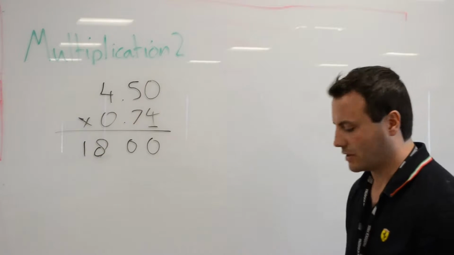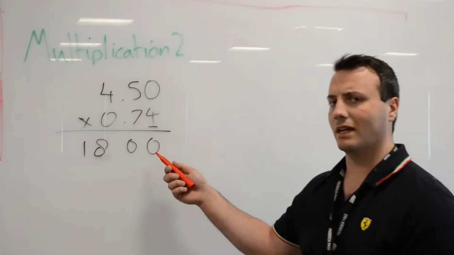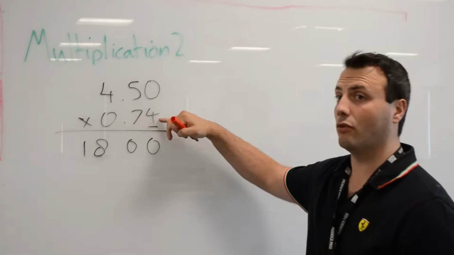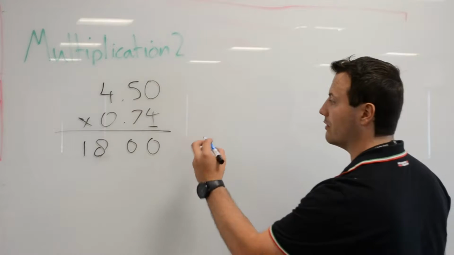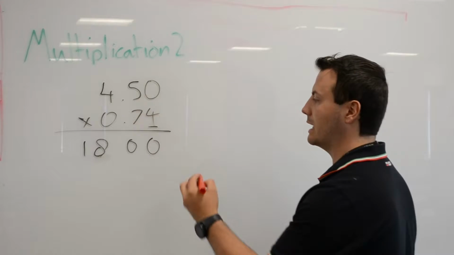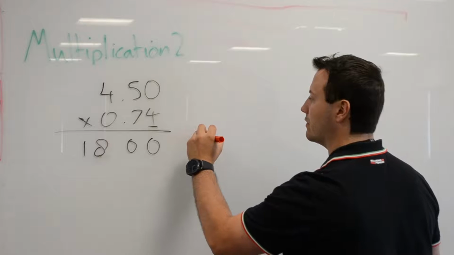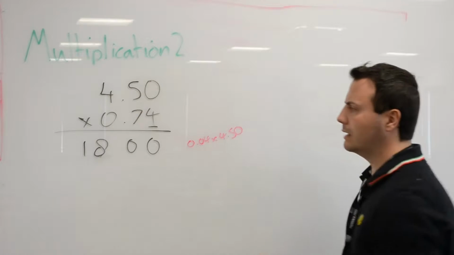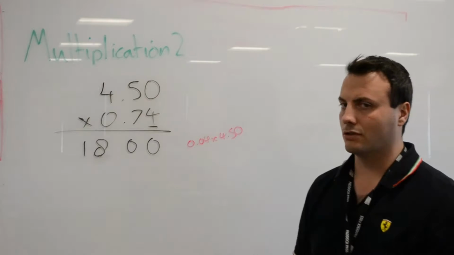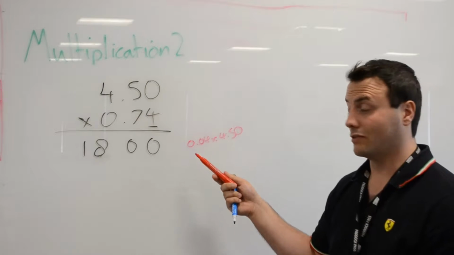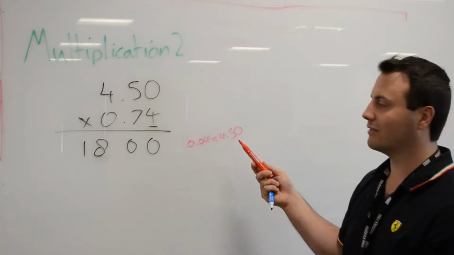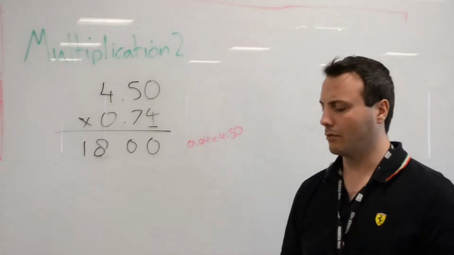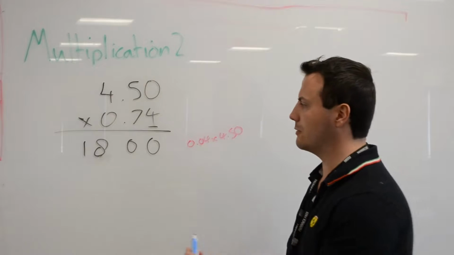But this is where we run into our first problem, because what does this line actually represent? Well, that 4 here is actually 4 hundredths, or 0.04. So we can say that this line here was actually 0.04 times by 4.50. Now, it should be very clear, 0.04 times by 4.5 isn't going to be 1,800. So there needs to be a decimal point somewhere. And so the question becomes, where do you put it?